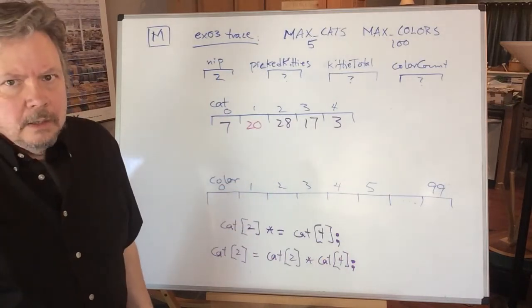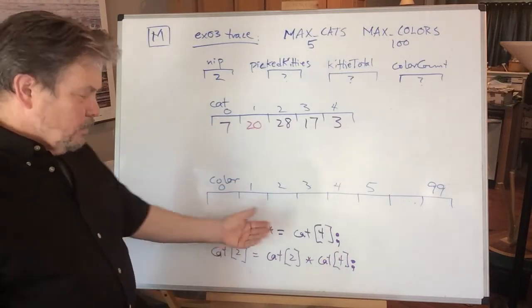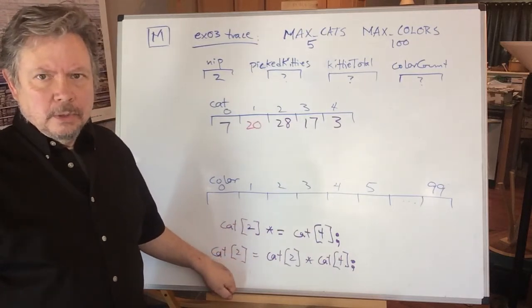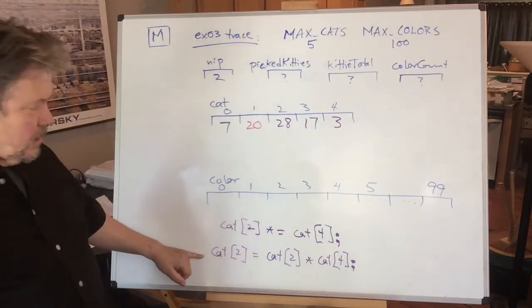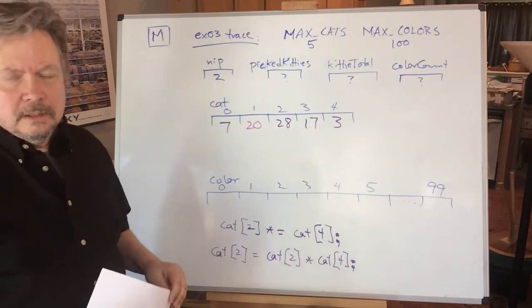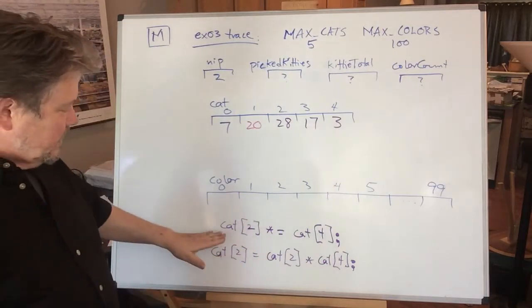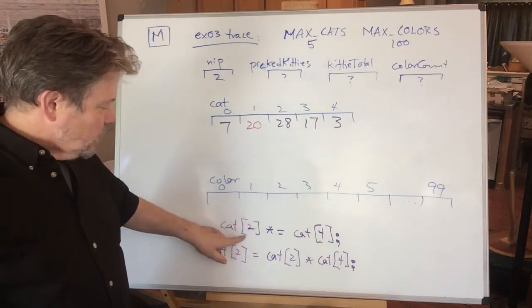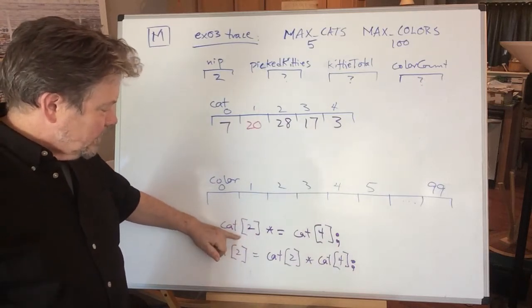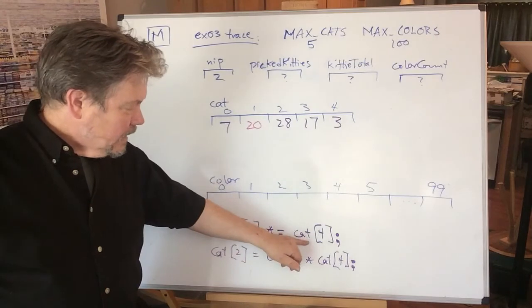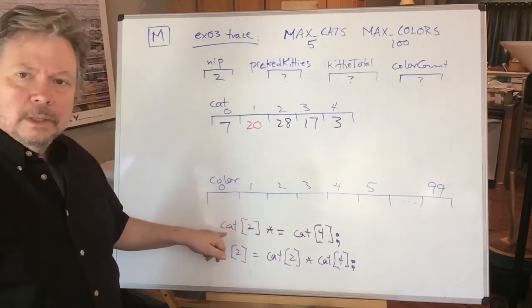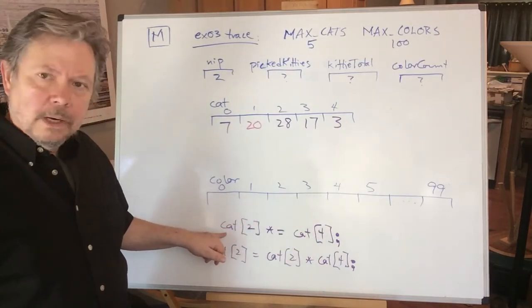What do I mean by exactly equivalent? When your program is compiled, turned into machine language, each of these two statements would turn into exactly the same machine code. The same zeros and ones. They mean to do exactly the same thing. This is shorthand for take the current value of cat square bracket 2, multiply times cat square bracket 4, and then assign that to be the new value of cat square bracket 2.